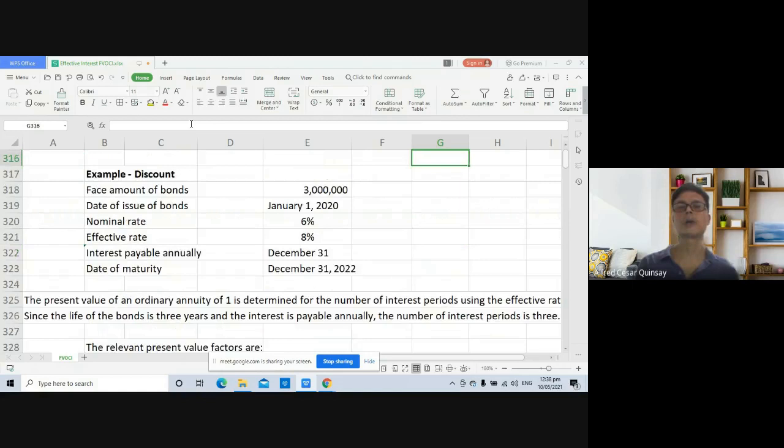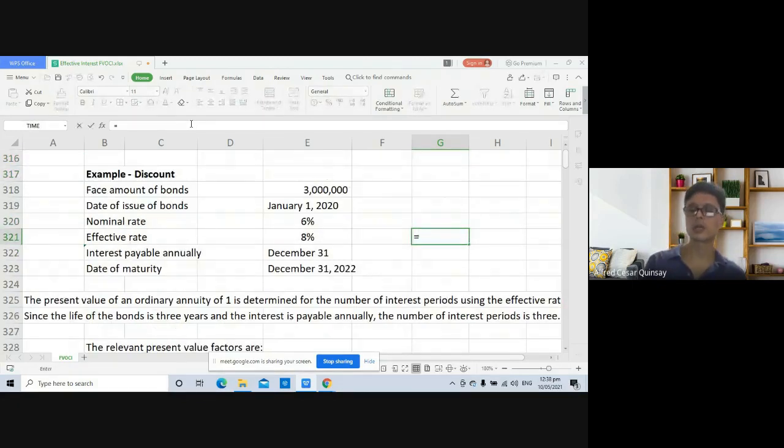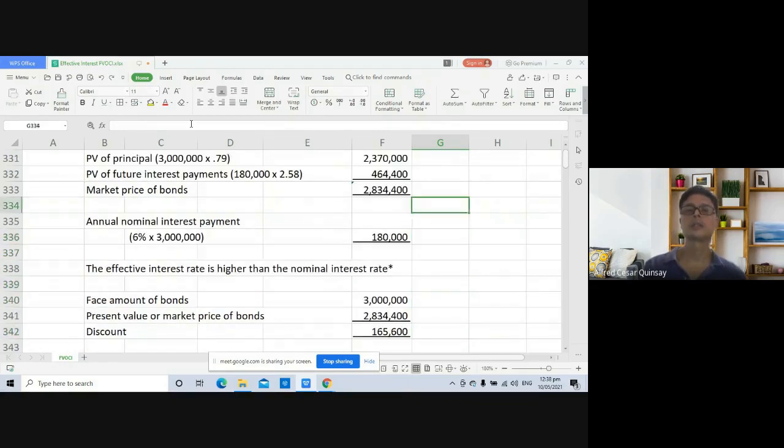So by the way, baka itanong mo, saan nakuha yung 180,000? Good question, no? Baka sabihin mo, iniiwasan natin yung tanong na yan. So just multiply this by this one. Yan, 180,000, doon sa nominal rate.